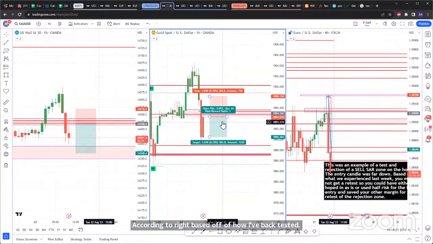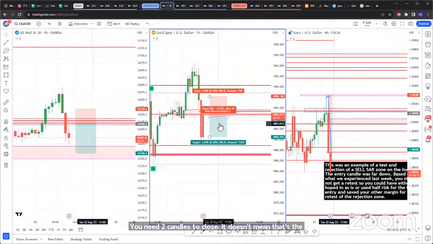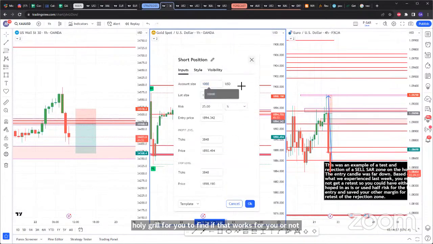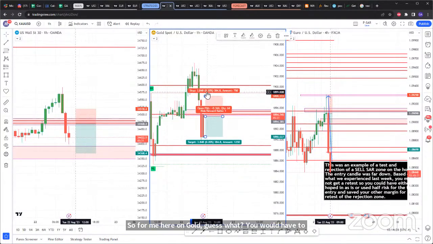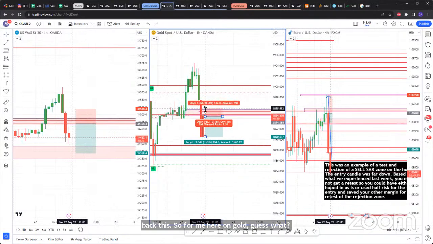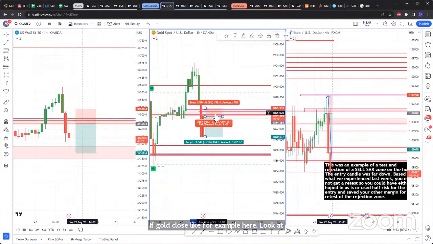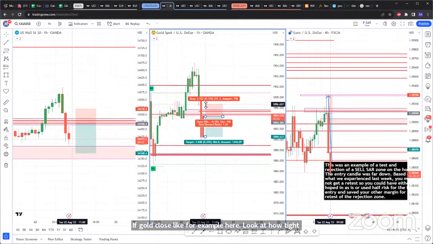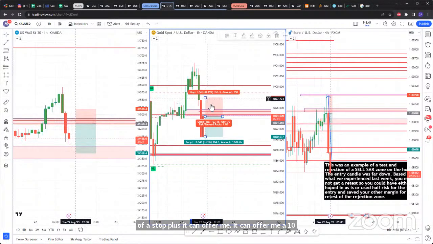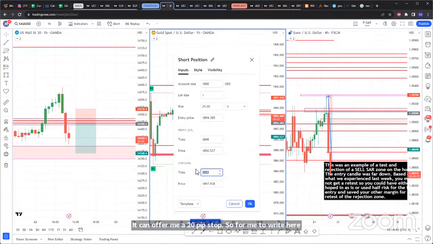It doesn't mean that's the holy grail. For you to find if that works for you or not, you would have to backtest. So for me here on gold, guess what? If gold closed, like for example here, look at how tight of a stop loss it can offer me. It can offer me a 10 pip stop. It can offer me a 20 pip stop. So for me right here on gold, to be safe, maybe a 35 pip stop.